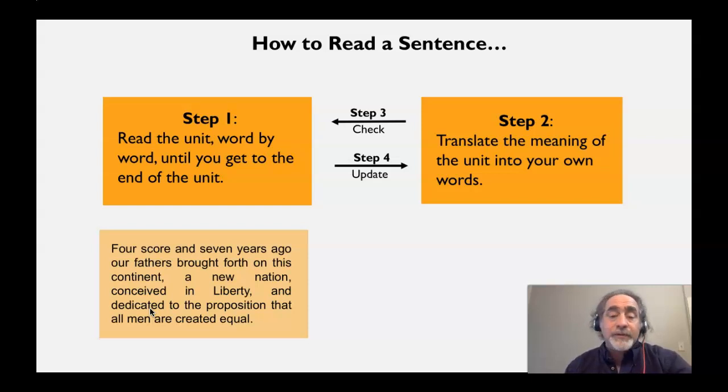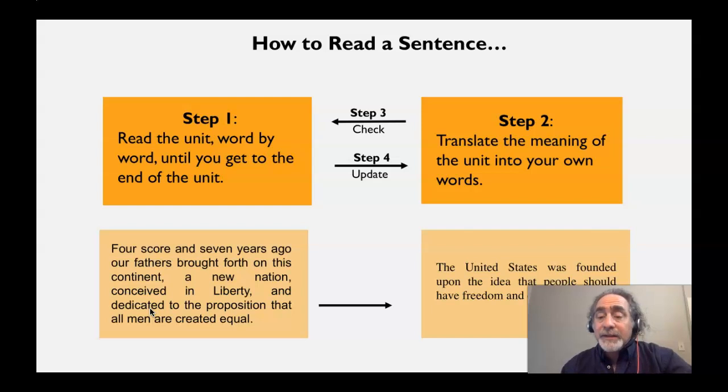Let's translate it. First round. The United States was founded upon the idea that people should have freedom and equality. Does that translation map onto the original? Does it explain? Does it translate the meaning of the original? Well, let's check. Let's look at it. 7 years ago, our fathers brought forth unto this nation a new continent, a new nation, conceived in liberty. So, the nation that was brought forth is the United States.